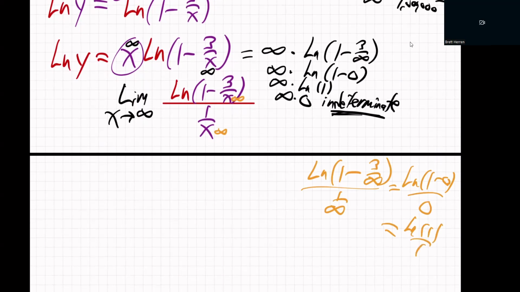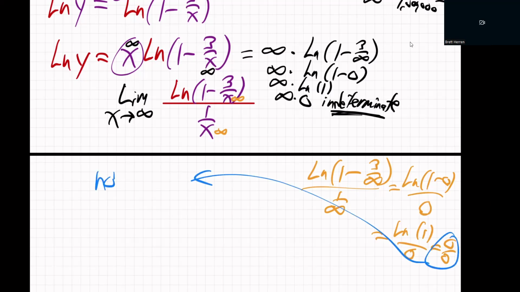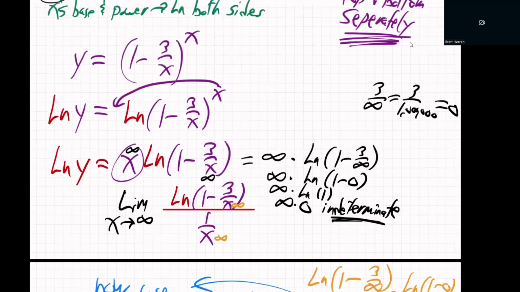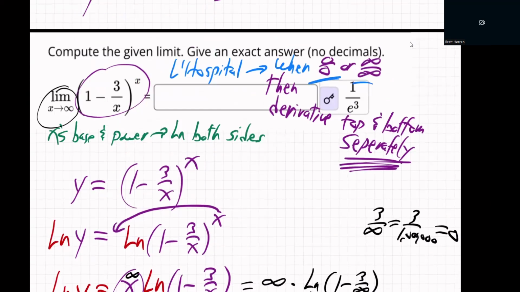This is ln of 1 over 0, which is 0 over 0. And we go, oh, L'Hopital. So as you see 0 over 0, now we can use L'Hopital's rule. Because we got 0 over 0, infinity over infinity, right? That's the requirement. To use L'Hopital, you've got to have 0 over 0 or infinity over infinity.